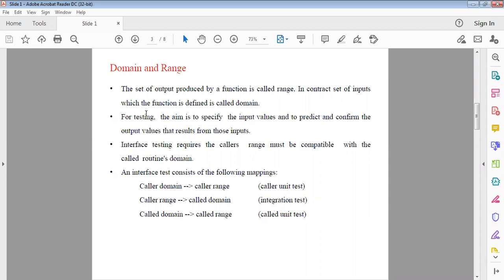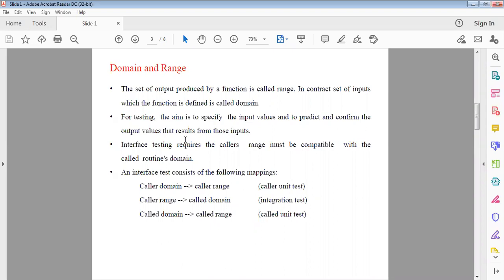This testing aims to specify that inputs, when predicates are applied, conform the output values that result from those inputs. By using domain and interface testing, it will check that whatever input values you specify and whatever predicate you apply to those input values, the output values are coming out correctly or not. That is the main agenda of interface testing.